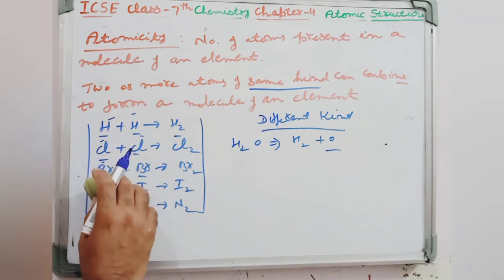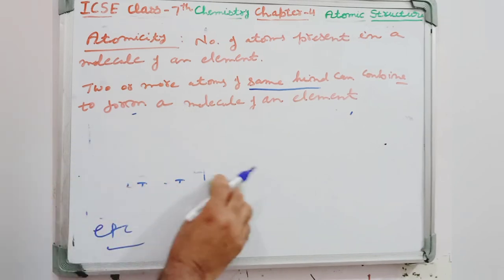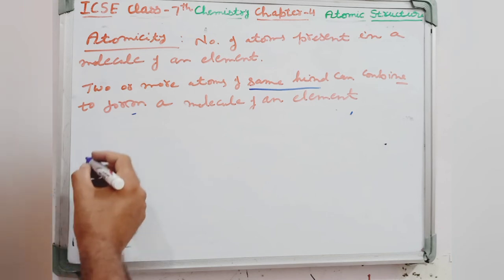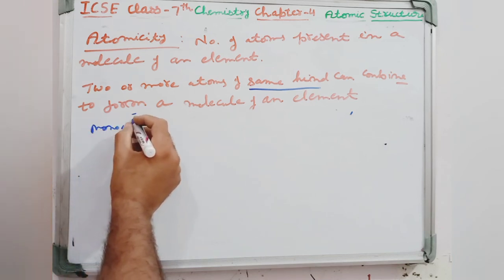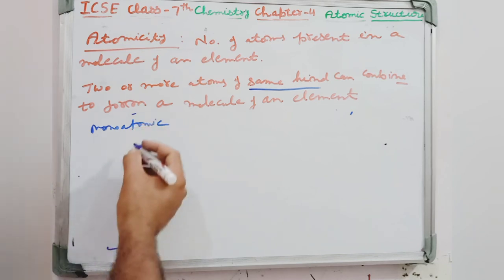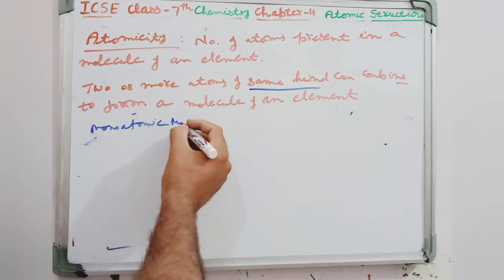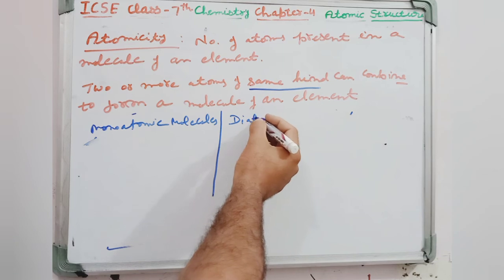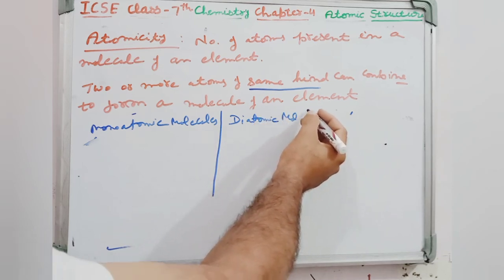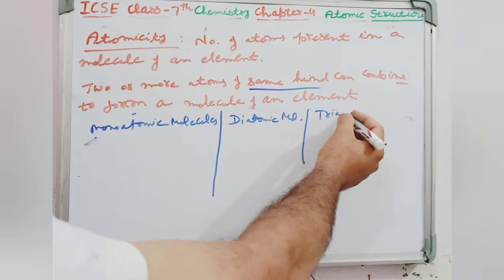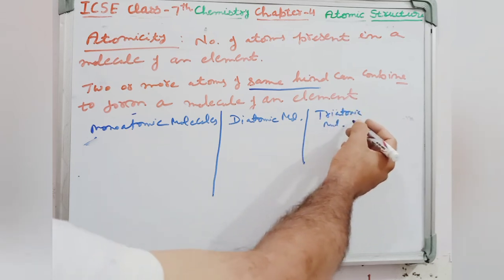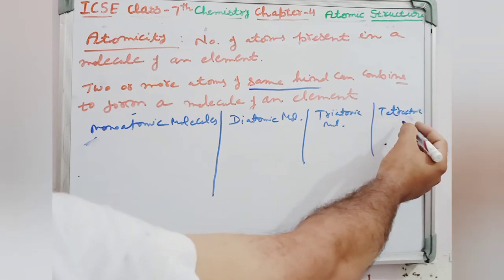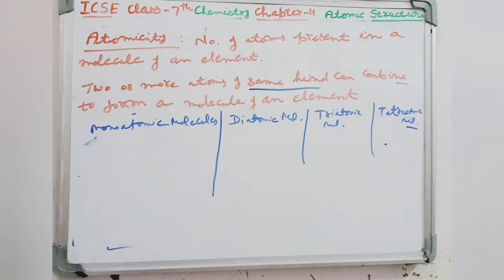Now in this atomicity, we may have monoatomic molecules, and diatomic molecules, triatomic and tetra.